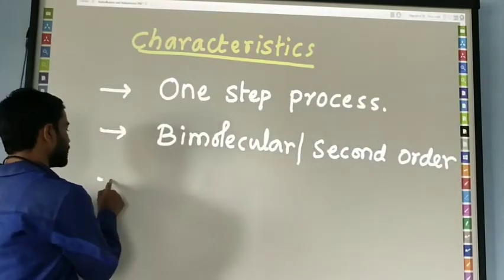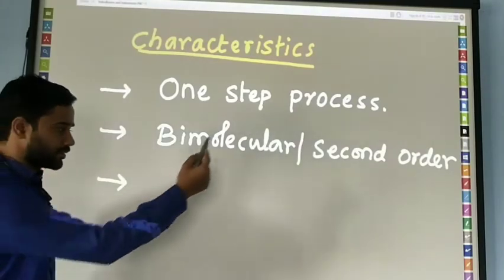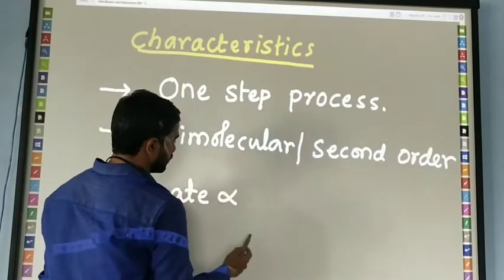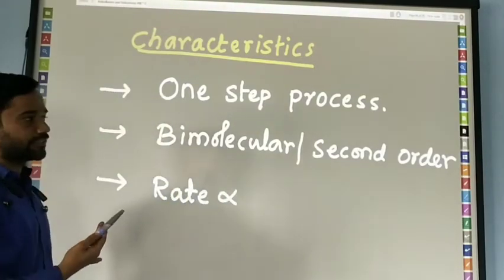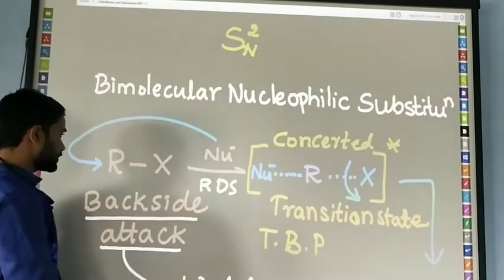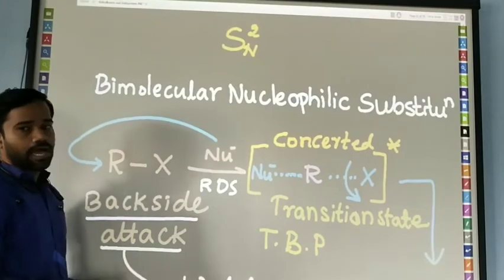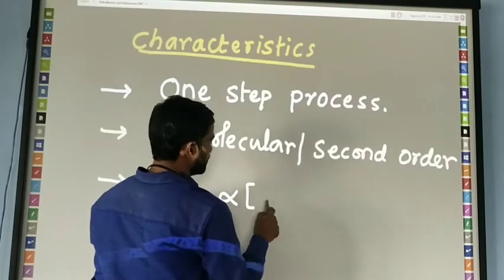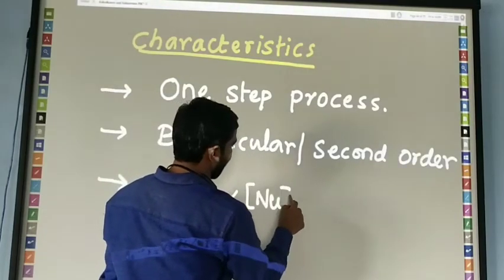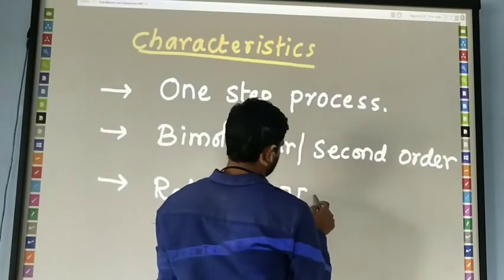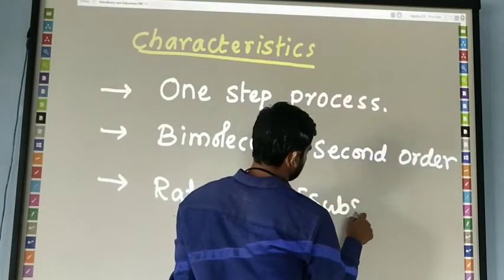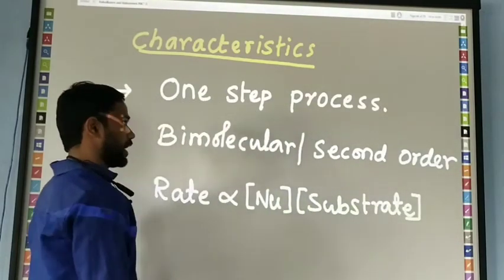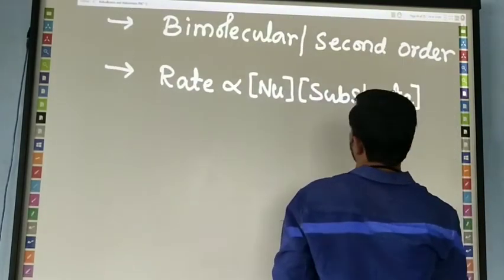Let's see what the reaction depends on. The rate directly depends on the slowest step, definitely the rate determining step. As we see, the rate determining step involves both the nucleophile and the alkyl halide, called the substrate. That's why I'm writing here the concentration of the nucleophile and the concentration of the substrate. That's why we call it a bimolecular type of reaction.